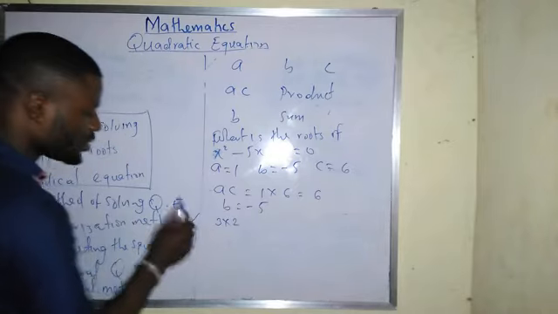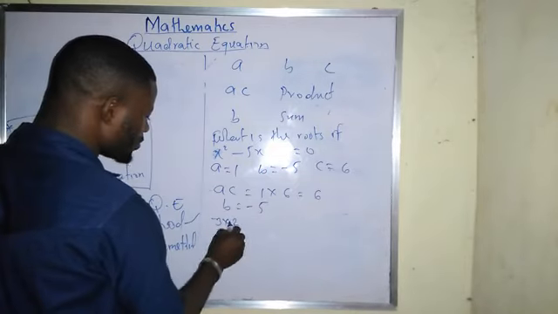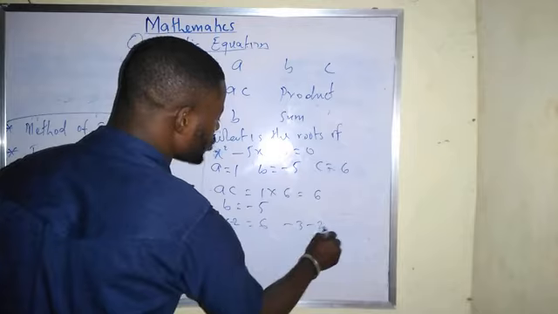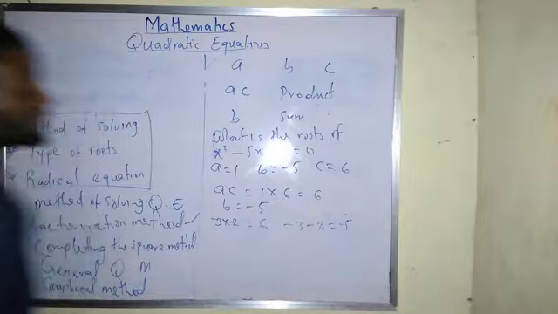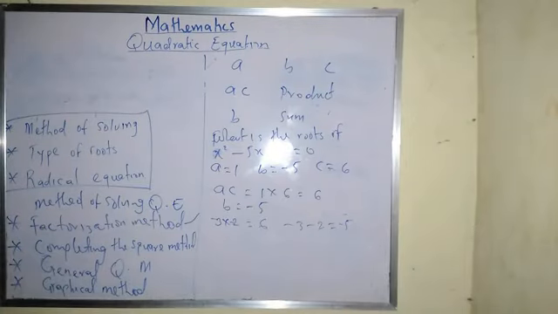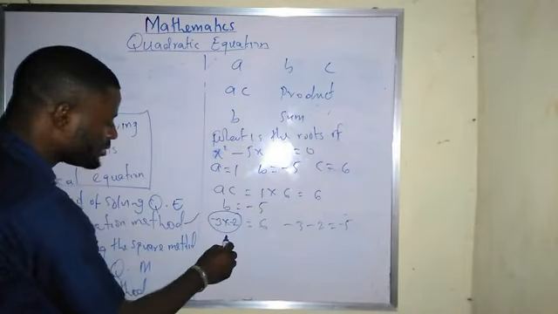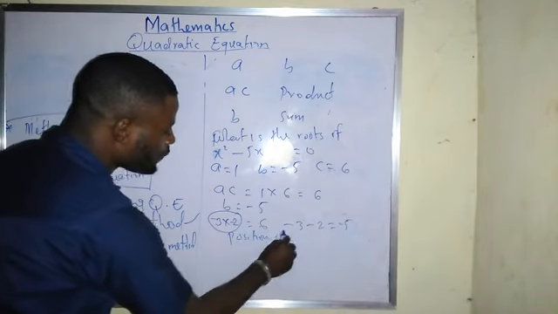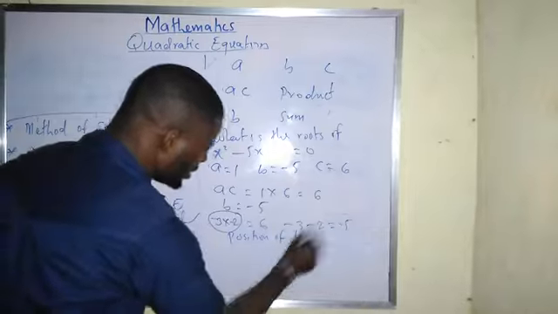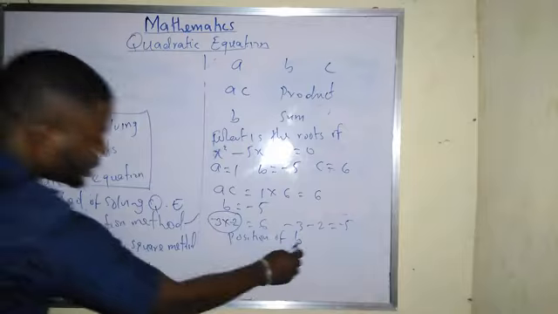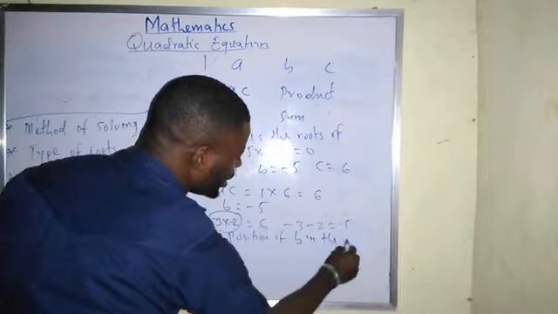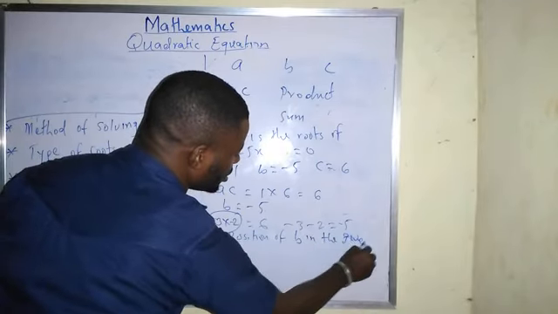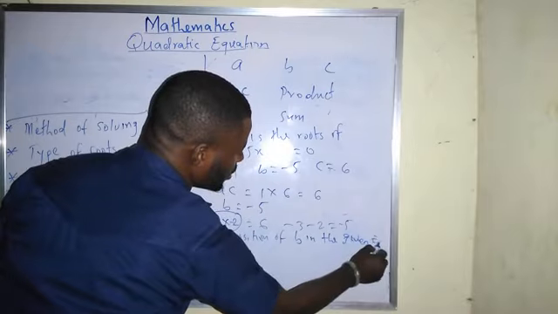But can I get a minus? Okay, if I have minus, it will surely give me 6. And the same numbers, minus 3 and minus 2, give me minus 5. It means I'm good to go. I can now factorize. These numbers will represent the position of b in the given equation. Please take note of that.